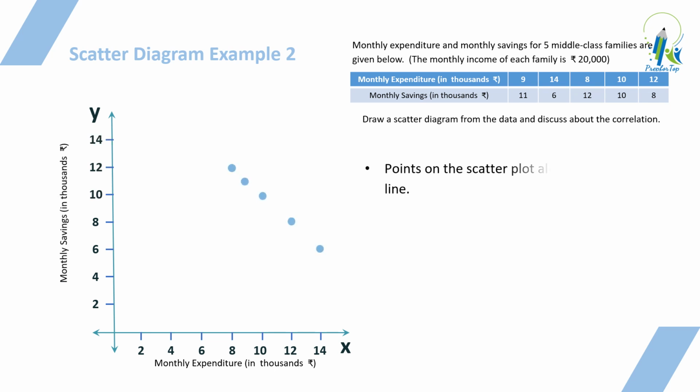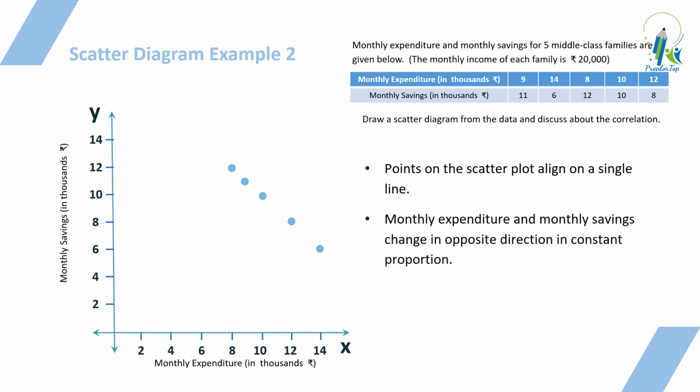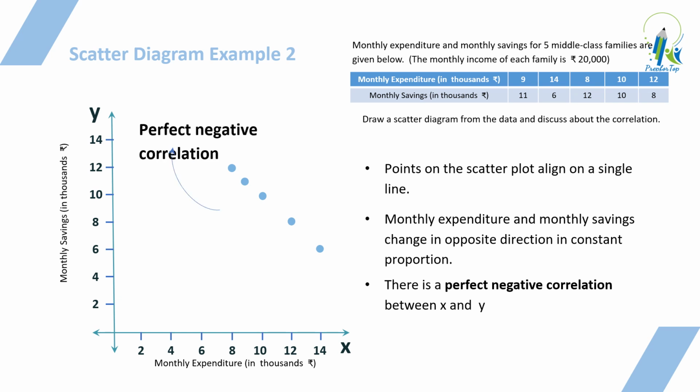Analysis. Points on the scatter plot align on a single straight line. Monthly expenditure and monthly savings change in opposite directions in a constant proportion. This indicates a perfect negative correlation between X and Y.